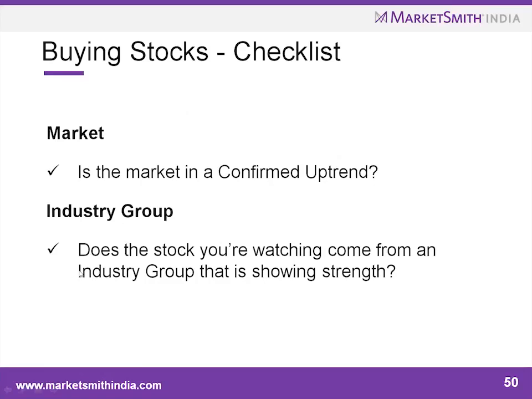The second thing you should see is, does the stock you're watching come from an industry group that is showing strength? Industry group strength can be seen from our MarketSmith India app. We are not asking you to look at the Bloomberg terminal or something like that. You can just go into the MarketSmith India app, and we will provide you the support. We will give you the top performing industries, the growth industries, and possibly the list of stocks also.